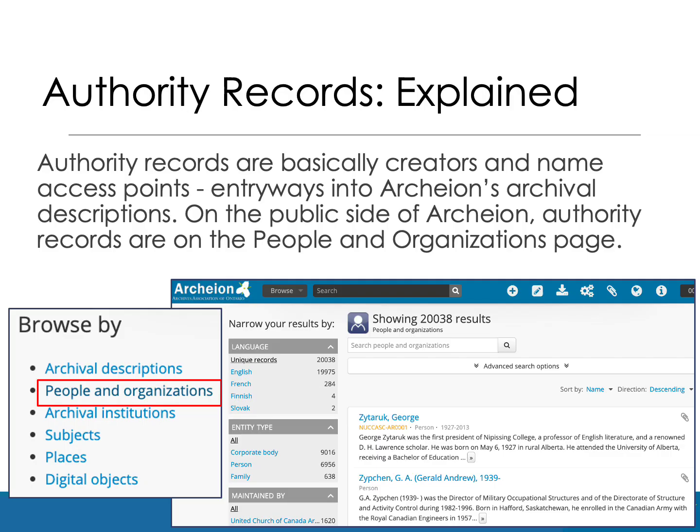Authority records are defined by the International Council on Archives as the authorized form of name, combined with other information elements that identify and describe the named entity, and may also point to other related authority records. In Archeion, authority records are basically the creators and name access points tied to an institution's archival descriptions. For discovery purposes, authority records in Archeion act as an entryway into an institution's records and are important for information retrieval and navigation. Authority records are browsable and searchable from the People and Organizations page in Archeion, seen here on the screenshot and linked in the slide notes.